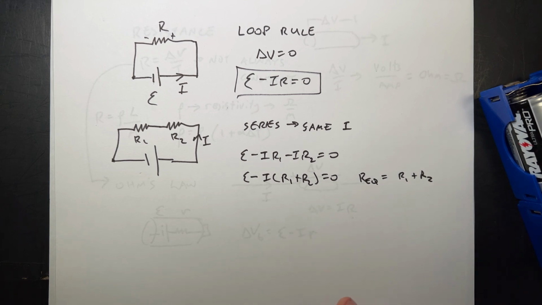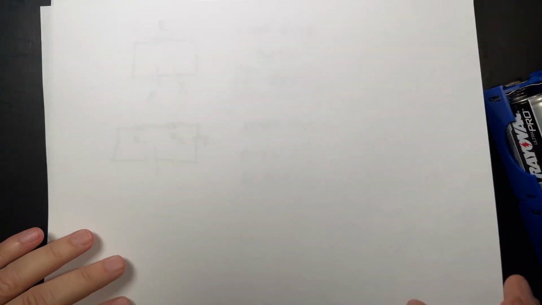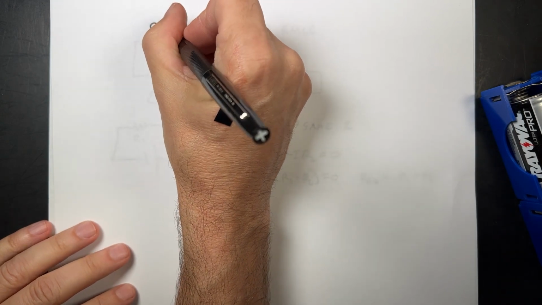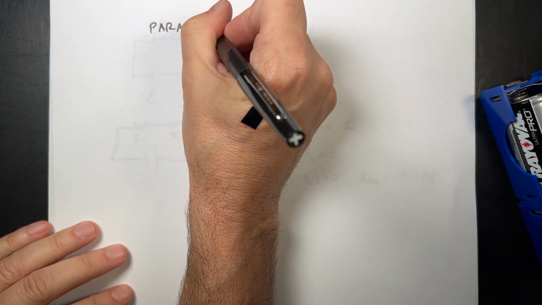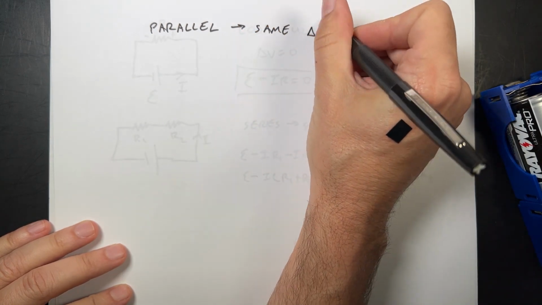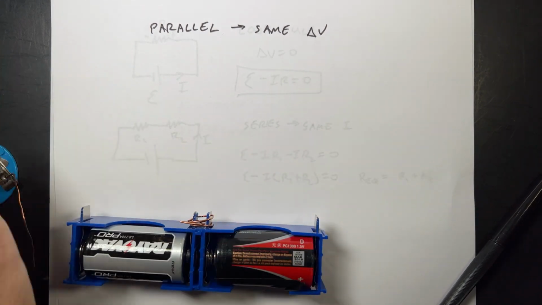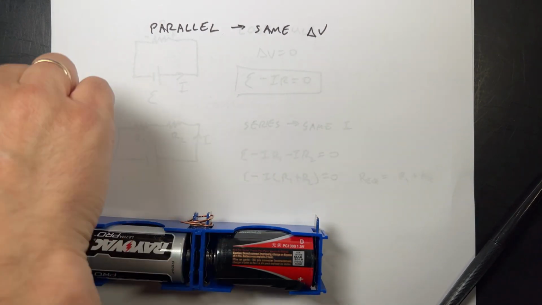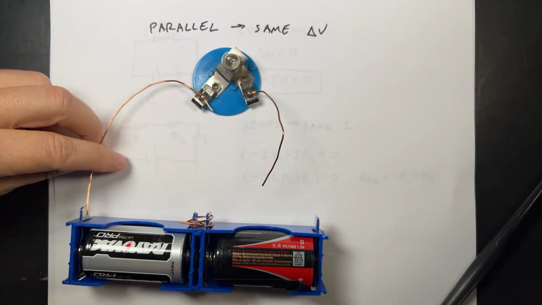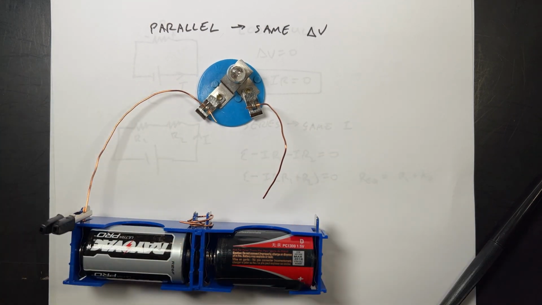Okay, now let's look at resistors in parallel. We'll make this circuit. In parallel, they have the same change in potential. So here's my circuit. Here's my battery. Let's see if we can make this work. I'm going to hook this up. Let's just take that wire off. I don't need that one. I'm going to hook this up, just this one. And I have to have two batteries here because otherwise it won't be bright enough.